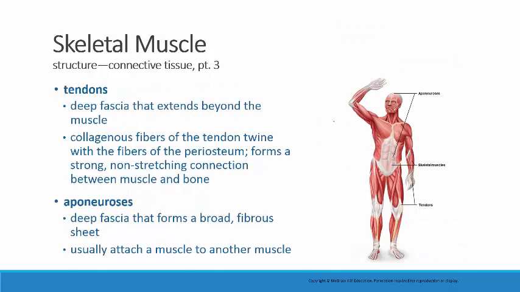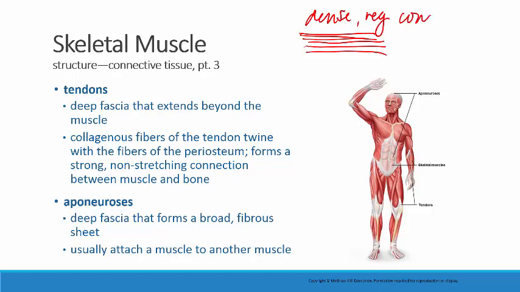And so tendons are this super strong connective tissue where the collagenous fibers now become very organized, and they're all very regular. So the collagenous fibers in it are all running parallel to each other. And so if you remember looking at dense, regular connective tissue back when we were looking at the tissues, that's what this tendon material is.